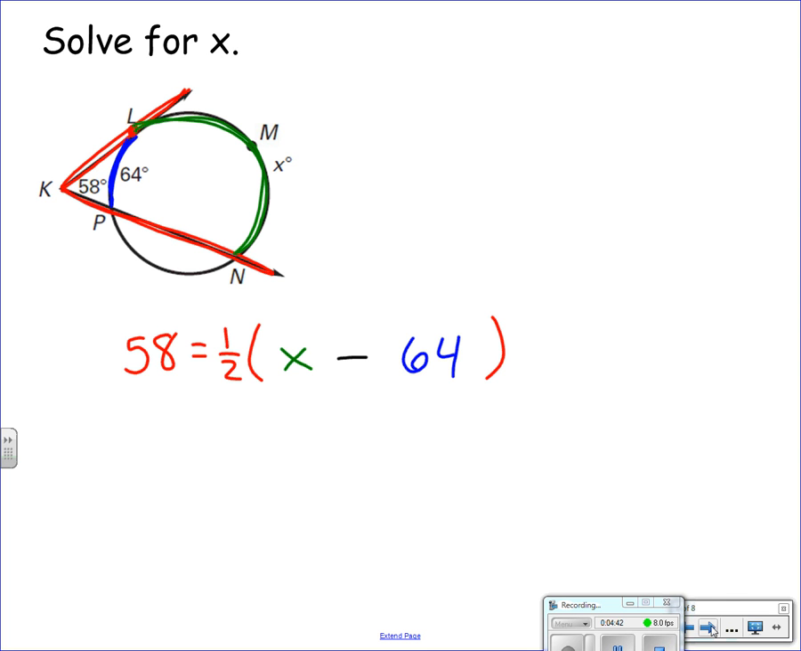Now all we have to do is solve. I like to multiply both sides by 2. That's going to be 116 is equal to x minus 64. Add 64 to both sides. We get x to be 180.